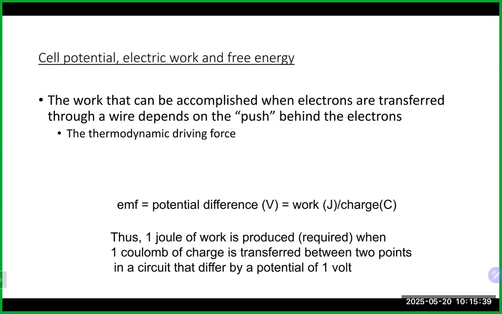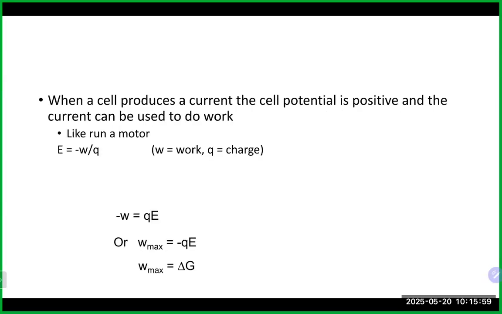So when we talk about cell potential and electrical work, we can also talk about free energy. And remember, free energy is our delta G that we saw in our thermodynamics chapter. The work that can be accomplished by this push of electrons is the difference there. 1 joule of work is produced or required when 1 coulomb of charge is transferred between 2 points. The maximum amount of work that you could do is equal to Gibbs free energy in this particular case.